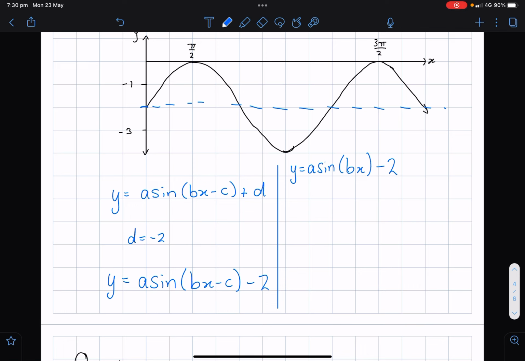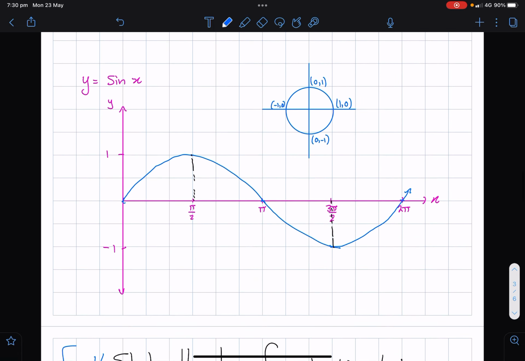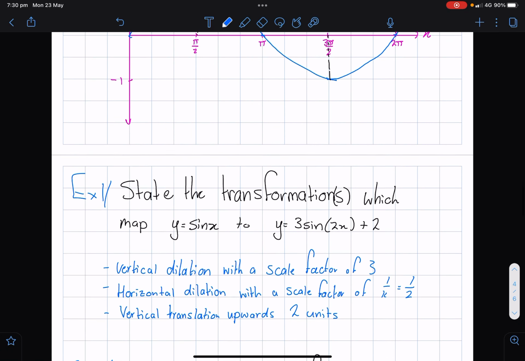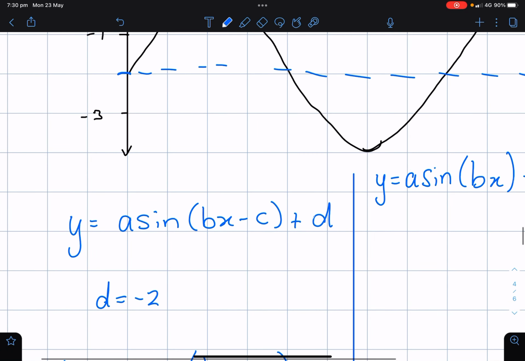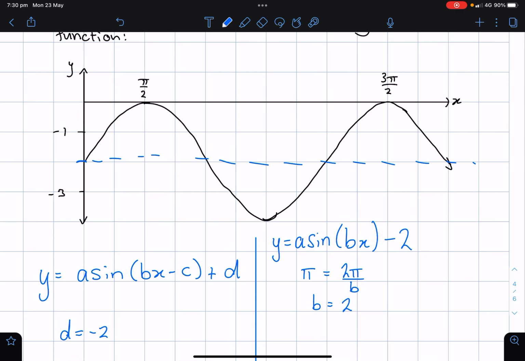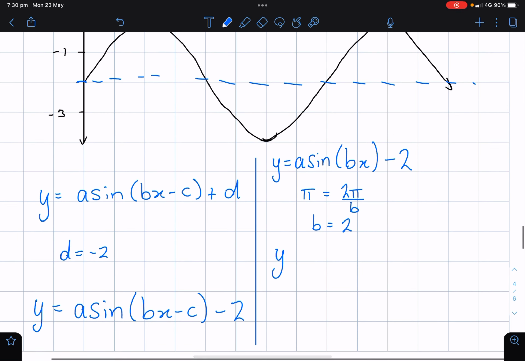Now, the period. Looking at the period from pi on 2 to 3 pi on 2, which is pi, it's a period of pi radians. If we look back up here, the period is 2 pi on b, so the period, which is pi, is equal to 2 pi on b, so b is equal to 2. Hopefully that is super clear for you guys. So y equals a sine 2x minus 2.